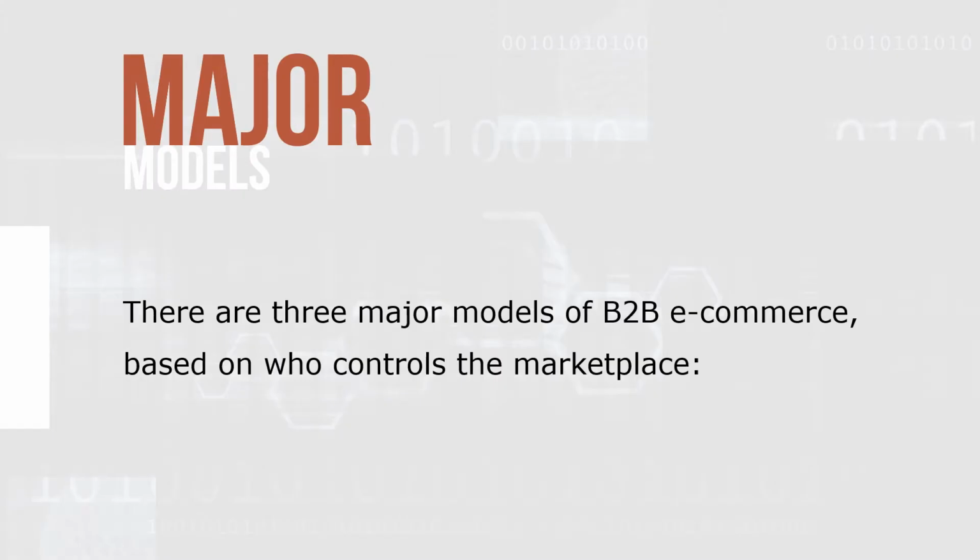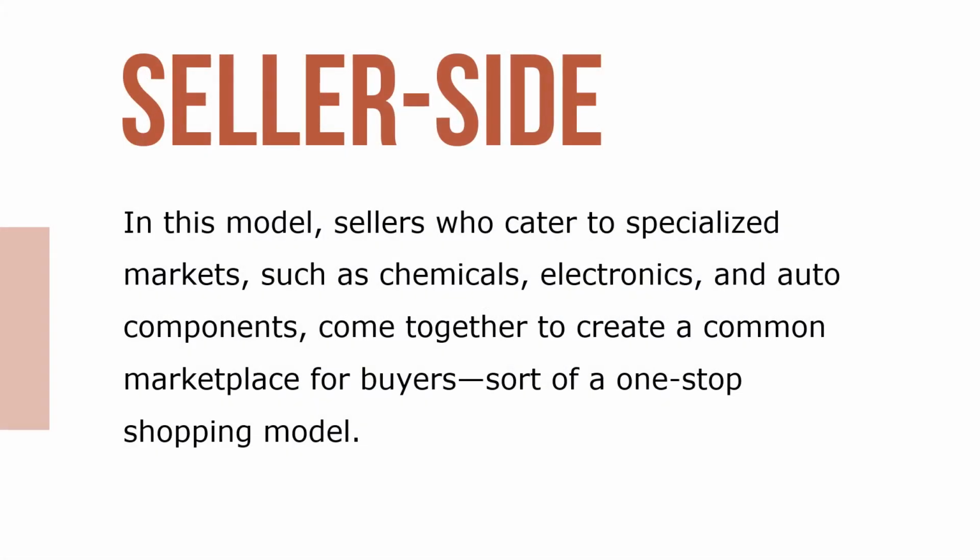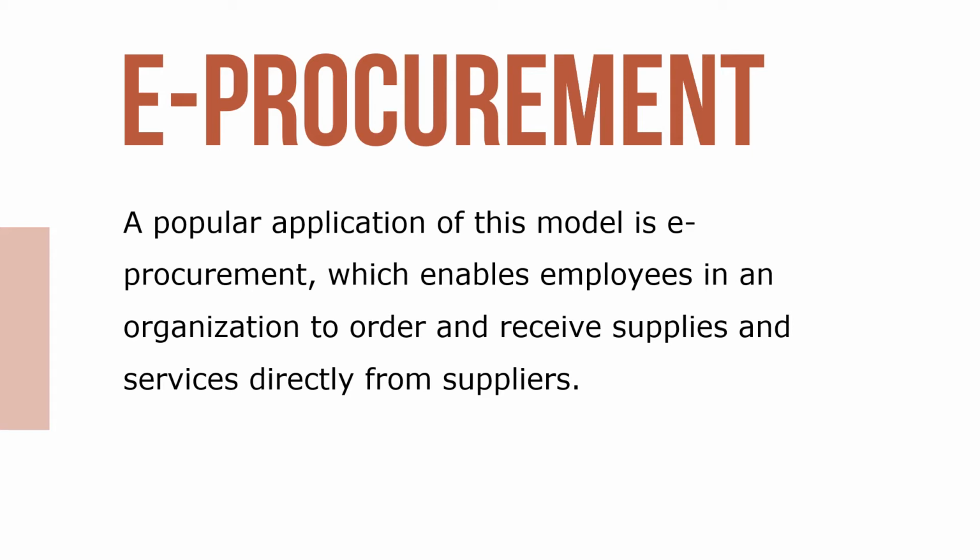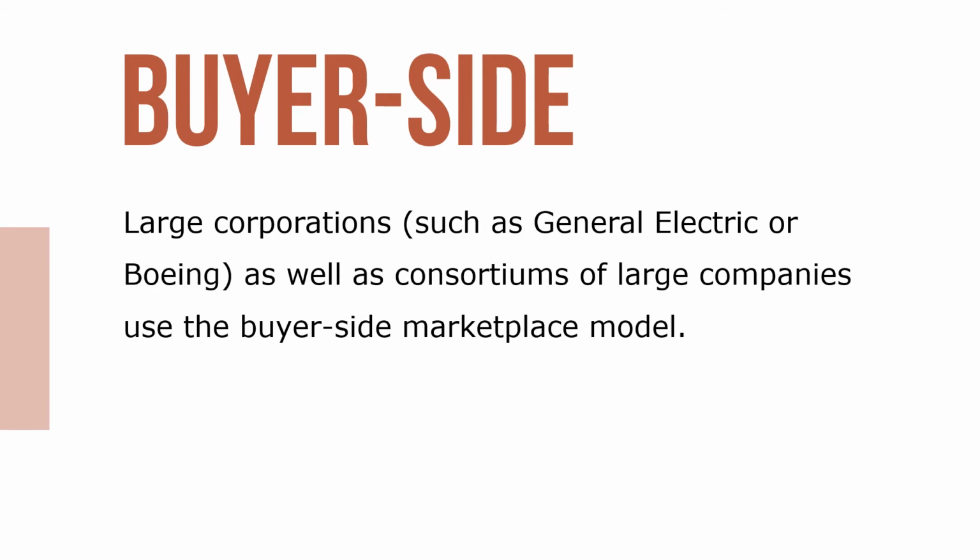There are 3 major models of B2B e-commerce based on who controls the marketplace. In the seller side model, sellers who cater to specialized markets, such as chemicals, electronics, and auto components, come together to create a common marketplace for buyers, a sort of one-stop shopping model. A popular application is e-procurement, which enables employees in an organization to order and receive supplies and services directly from suppliers. Large corporations such as General Electric or Boeing, as well as consortiums of large companies, use the buyer-side marketplace model.